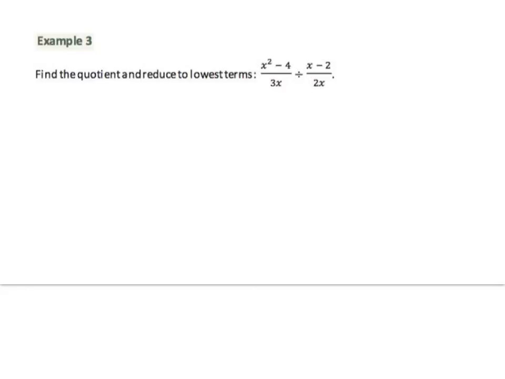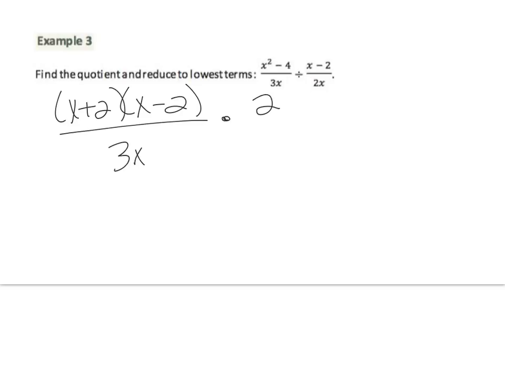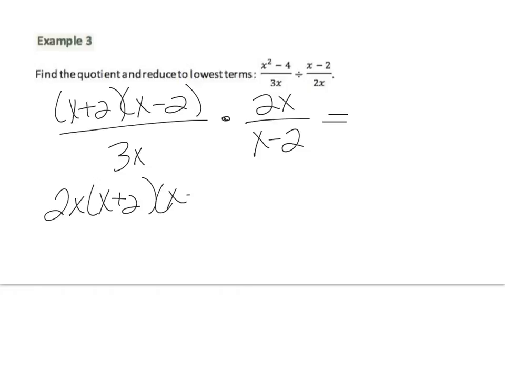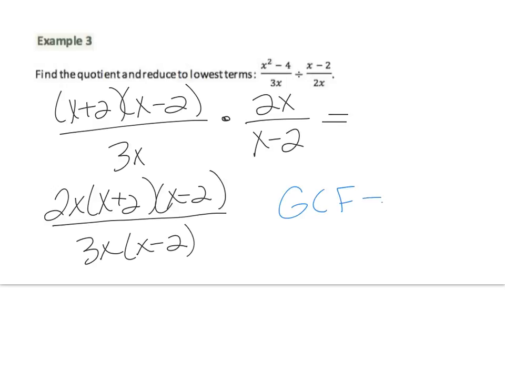Okay, let's change this into a multiplication problem and factor things while we're going. So the numerator of the first rational expression is (x + 2)(x - 2) over 3x, multiplied by 2x over (x - 2). Multiply it out: 2x(x + 2)(x - 2) over 3x(x - 2). My GCF is x - 2, so let's divide that out from our numerator and denominator.